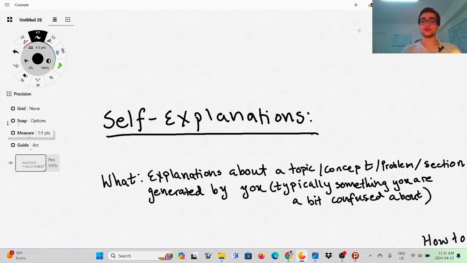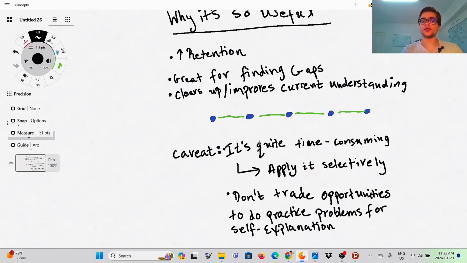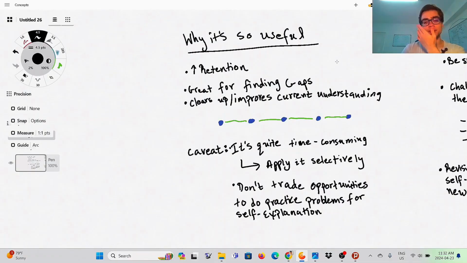And it's called self-explanation. So really, I think a way to think about it is explanations about a topic, concept, problem, or section that are generated by you, and they're typically something that you're confused about, something that you don't quite get. So those are really the characteristics of what it is. Let me actually get through why it's pretty important. So, okay, I think it's really three main reasons, I'd say.